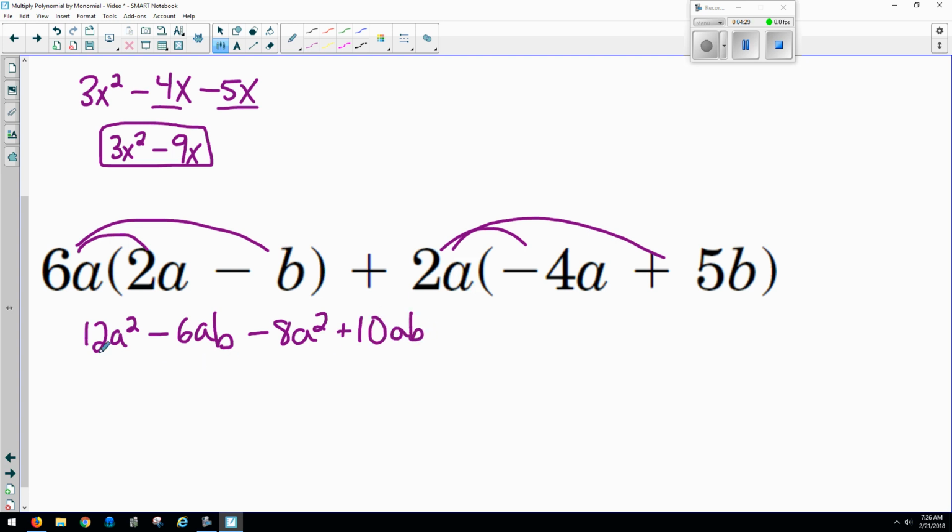So I do have some like terms here. I have 12a squared and negative 8a squared. Combine just the coefficients there. So that's going to give me 4a squared. And here I have negative 6ab and a positive 10ab. So that's going to give me a positive 4ab. There's nothing else I can do there.